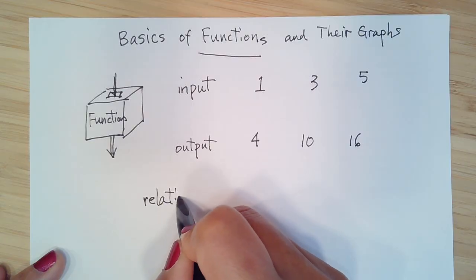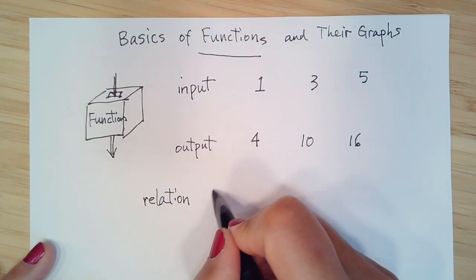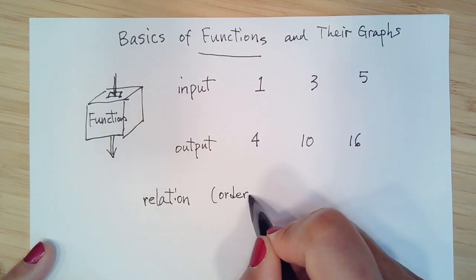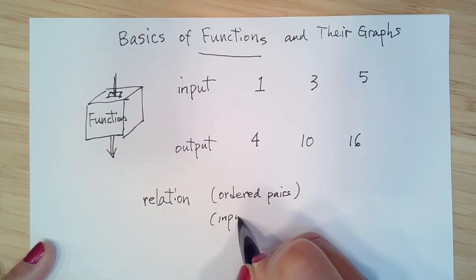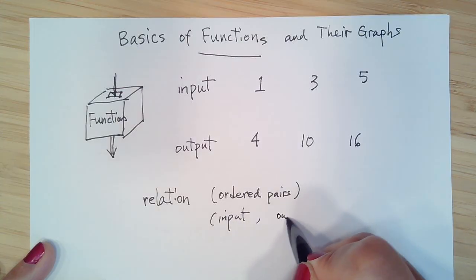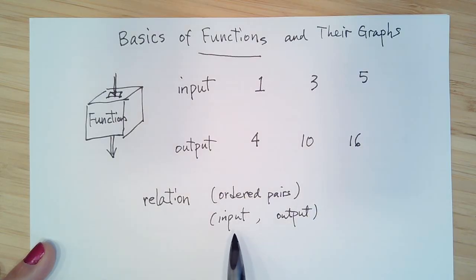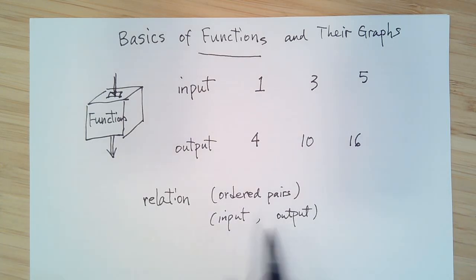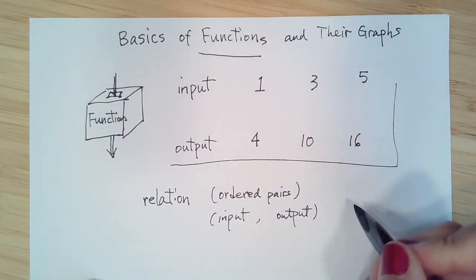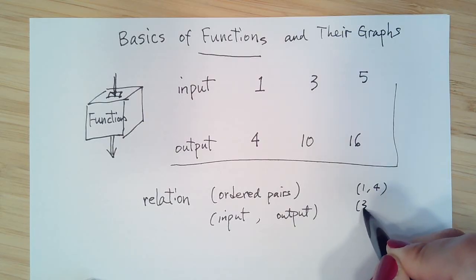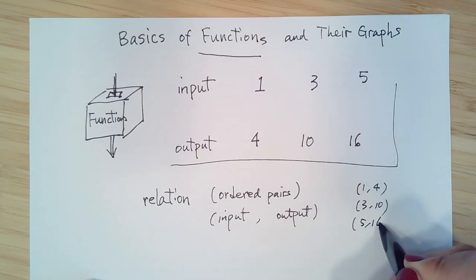When we talk about a relation, we always write ordered pairs, which means input, then output. Don't be confused by this comma here. Sometimes it means xy coordinates in the xy coordinate plane, and sometimes it just means a paired relationship. For example, this one is a relationship: (1, 4), (3, 10), and (5, 16). That is one relation. Let me give you another one.